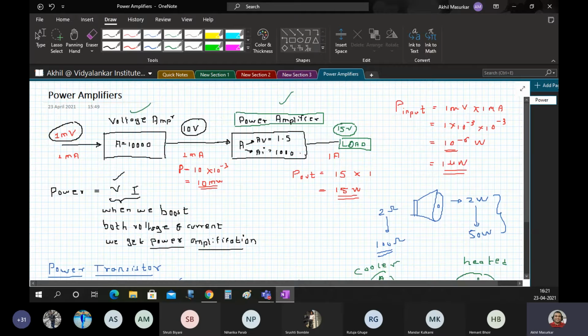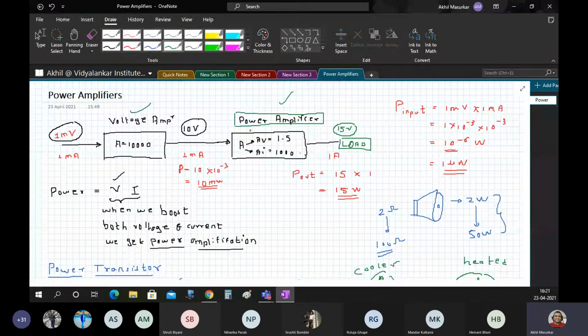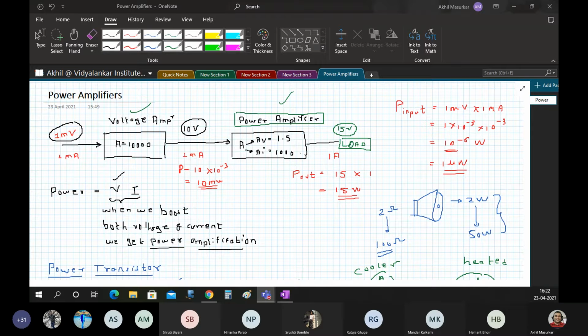So they have to work together, but they both together are not called power amplifier. The current amplifier is called as the power amplifier. So the power amplifier will increase current sourcing or sinking capability. So what is this current sourcing and sinking capability? Can anybody tell me?